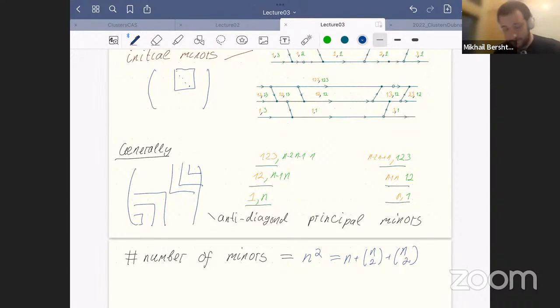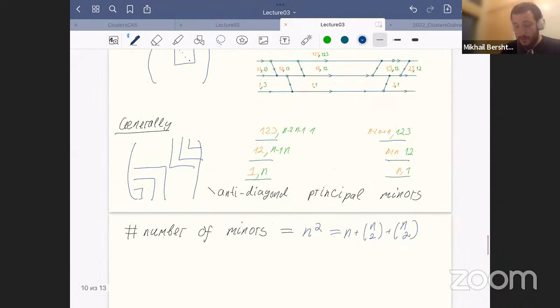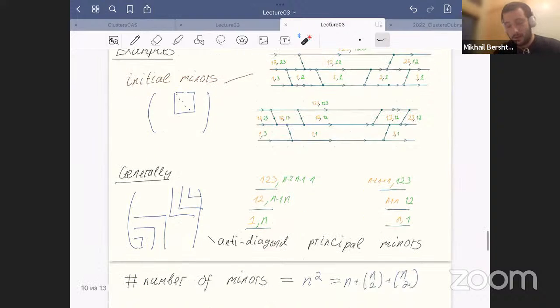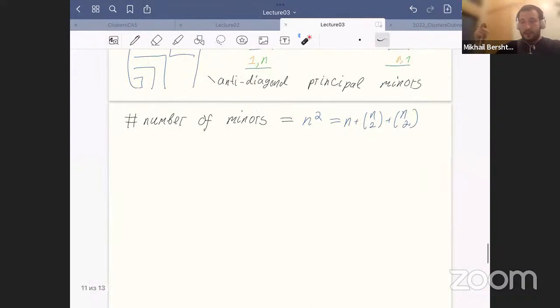It is n squared. And from this, 2n minus 1 minors correspond to non-closed faces. So they are on the boundary, and all the others, like n squared minus (2n minus 1), which is (n minus 1) squared, belong to the internal part. Okay, this is how I connect this story about bipartite graphs and networks to totally positive matrices.